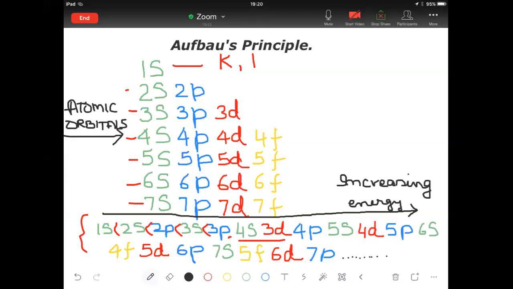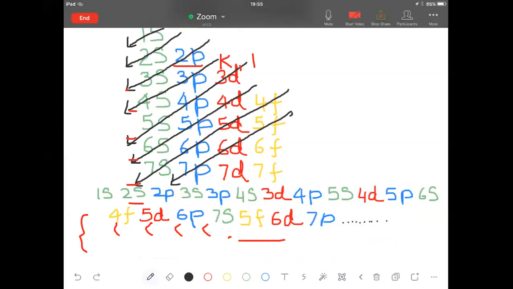Okay, this is the one I'm talking about. So you see in this case, you can see that the writing of the atomic orbitals we have shown like this. So you write down the atomic orbitals like this, one under the other, and you keep writing the subshells. Now what you do is you start with 1s.